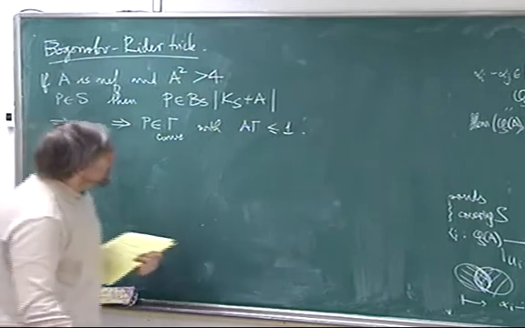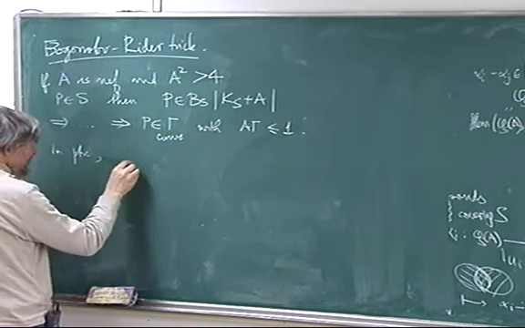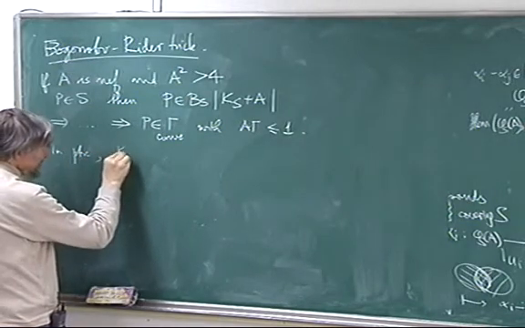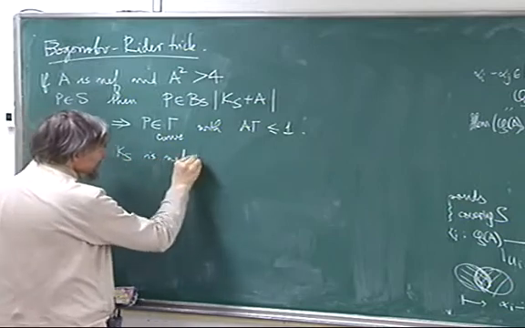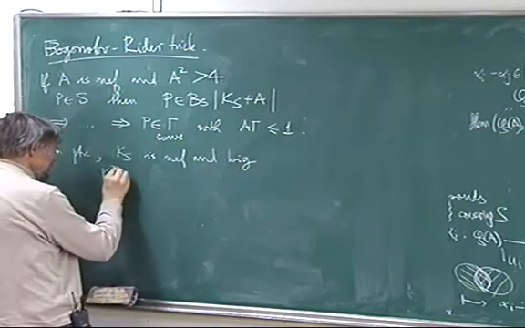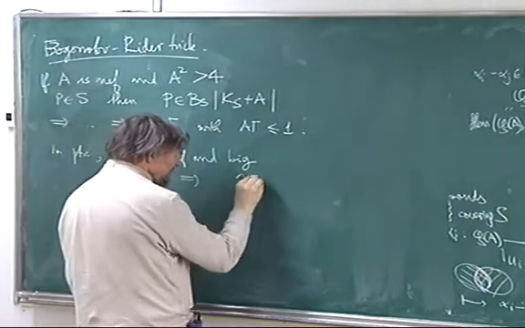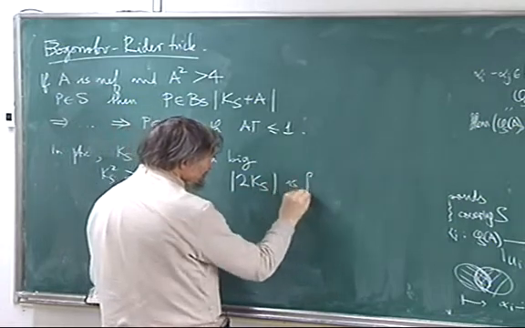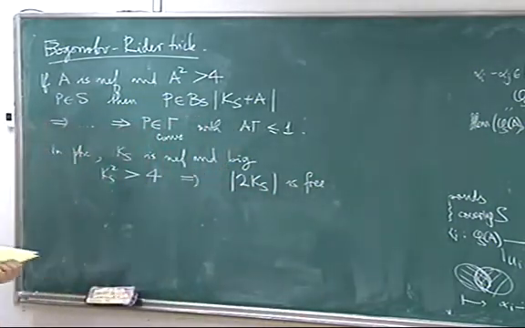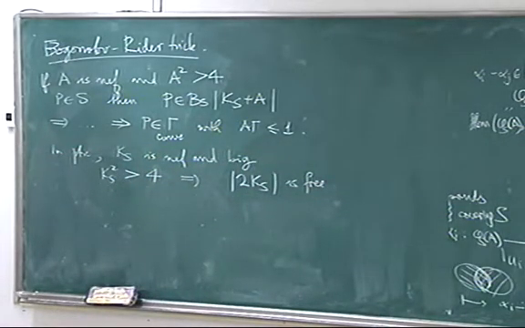So, in particular, if Ks is nef and big, and K squared is greater than 4, then that implies that 2Ks is free. So this is the same as the Bombieri base point free theorem. So this is half of the Bombieri theorem.